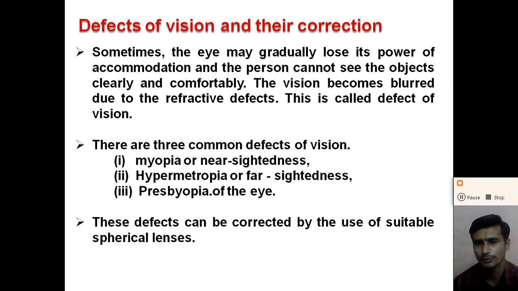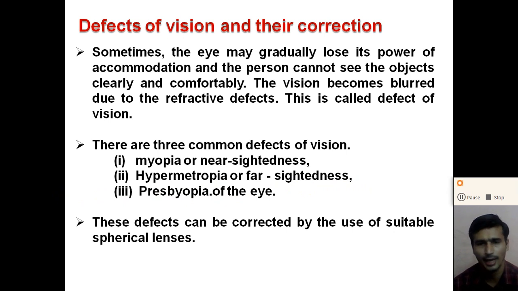Dear student, there are three most common defects of vision. The first one is myopia, or nearsightedness. The second one is hypermetropia, or farsightedness, and the third one is presbyopia, right? So there are three different types of defects of vision.